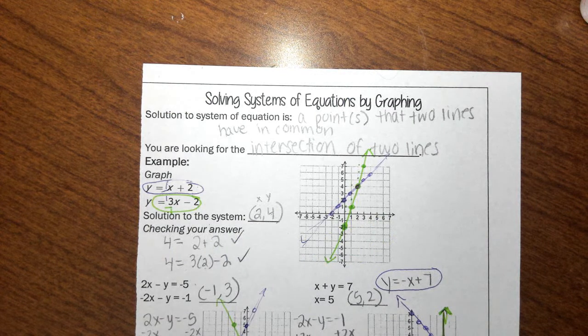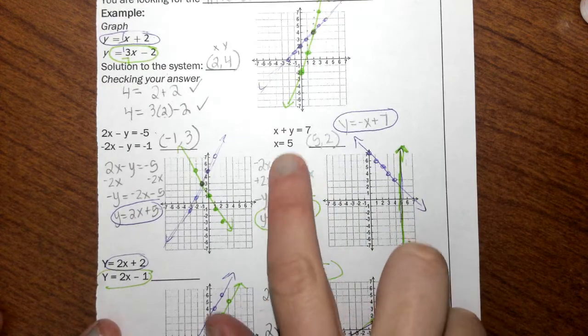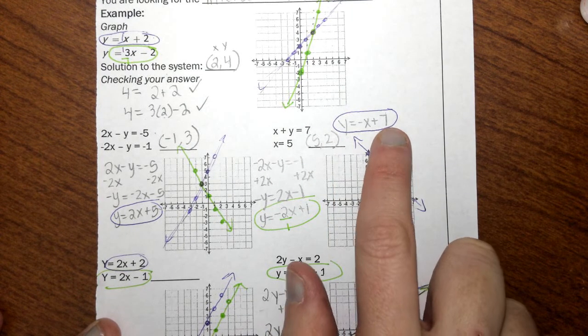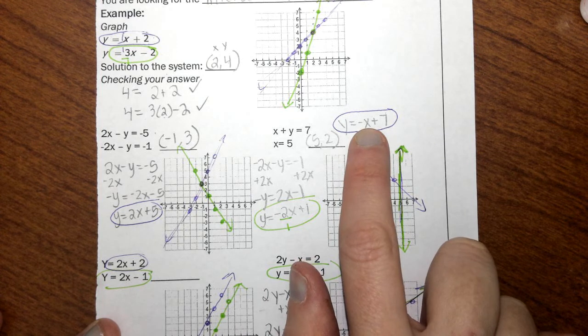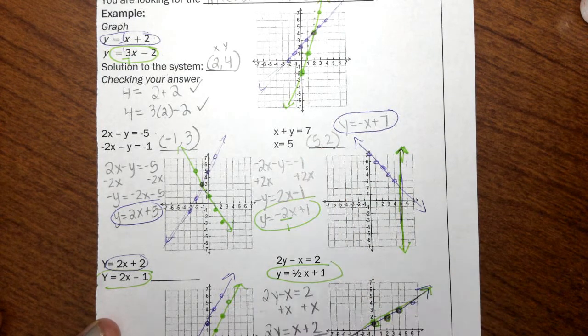Okay, so make sure that you paused. I'm going to go ahead and show the answers for the other 3. So for this one here, remember x equals is a vertical line. When I solved for y, I got negative x plus 7. Start at 7, slope down 1 to the right 1. They cross at 5, 2. So that would look like that.